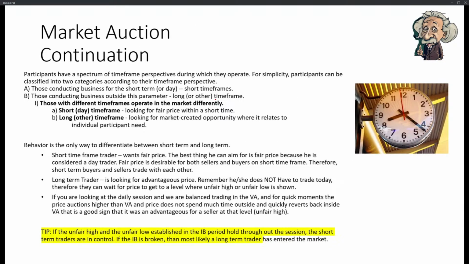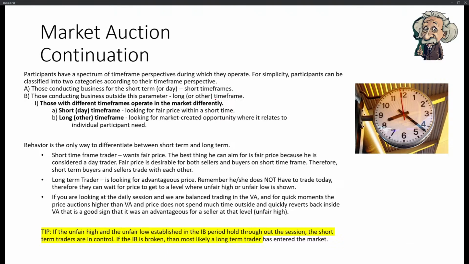All right, market auction continuation. Just know that there are short-term traders and long-term traders. A short-term trader is looking for a fair price within a short period of time, and usually the value areas are going to be compressed. The ranges are going to be tight when you have short-term traders taking control.